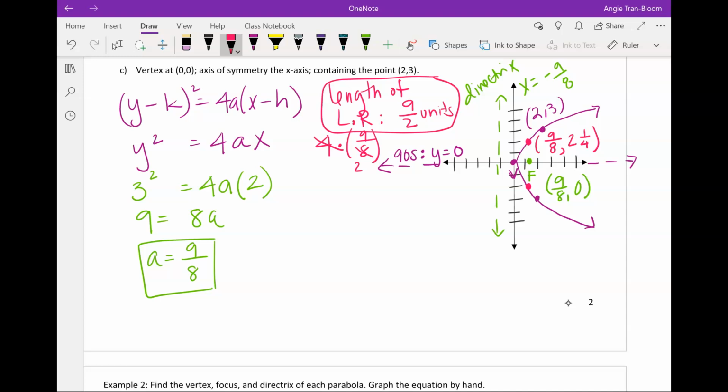On the bottom, I'm going to use the same x coordinate of the focus, 9/8, but I'm not going to write a positive 2 1/4. I'm going to write what? Negative 2 1/4, or negative 9/4.